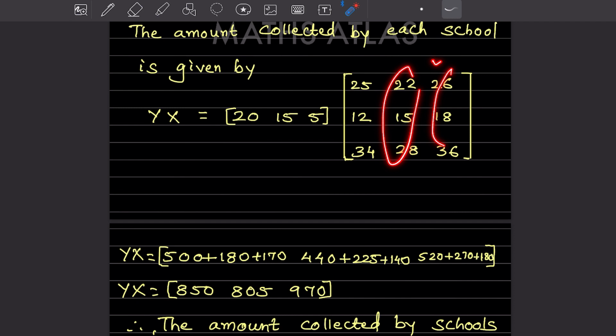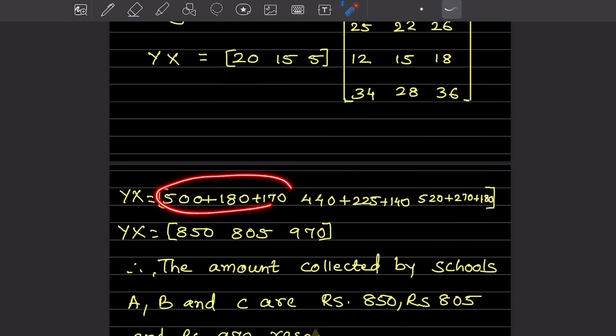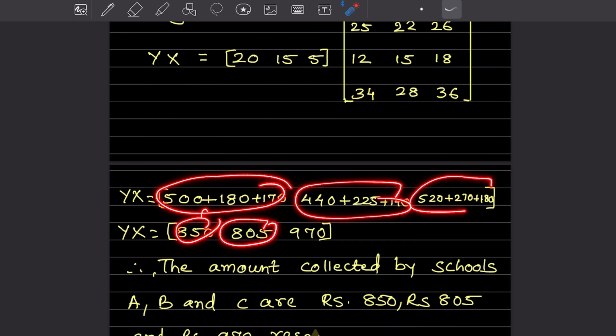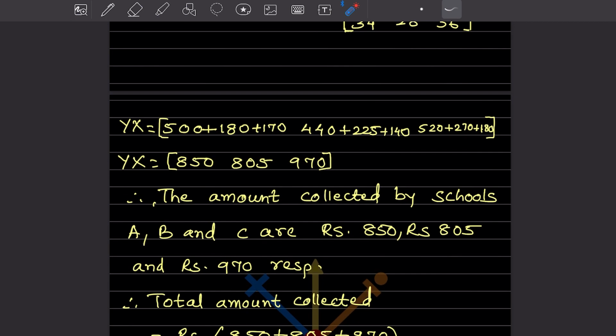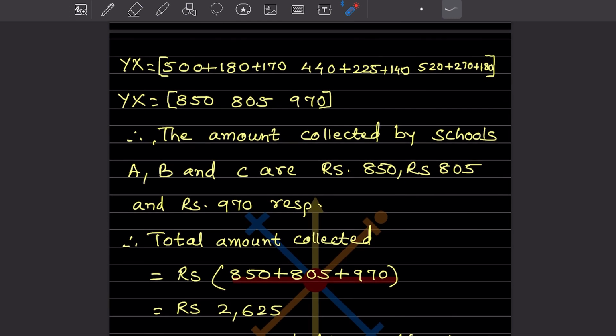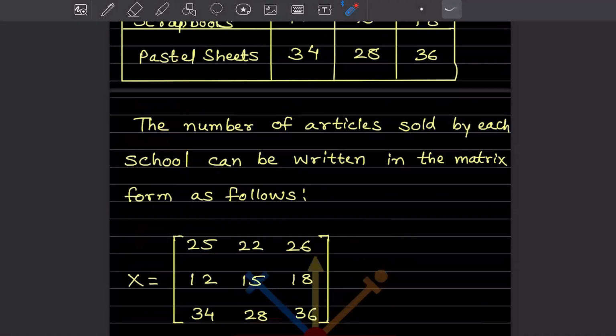Now we'll see for this one, that is 520, 270 and this is 180. So when we add all these things, this will be 850, 805 and 970. So we can say the amount collected by schools A, B, C are 850, 805 and 907 respectively. So we have to see the total amount collected. Total amount means you are going to add all these three, so that is 2625.